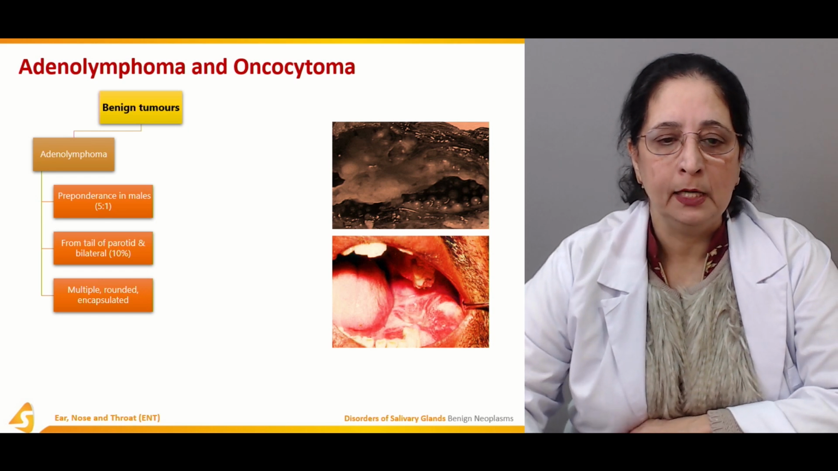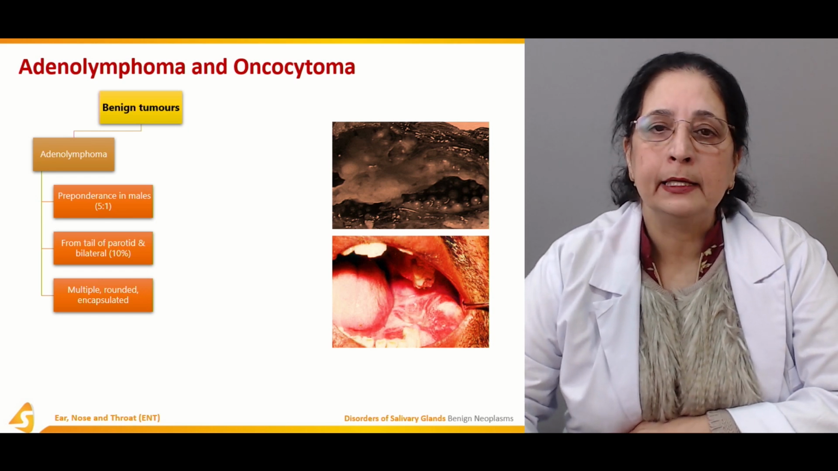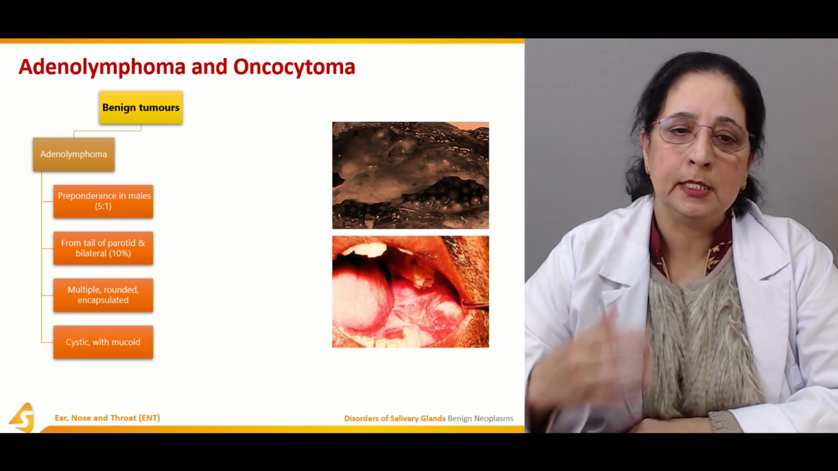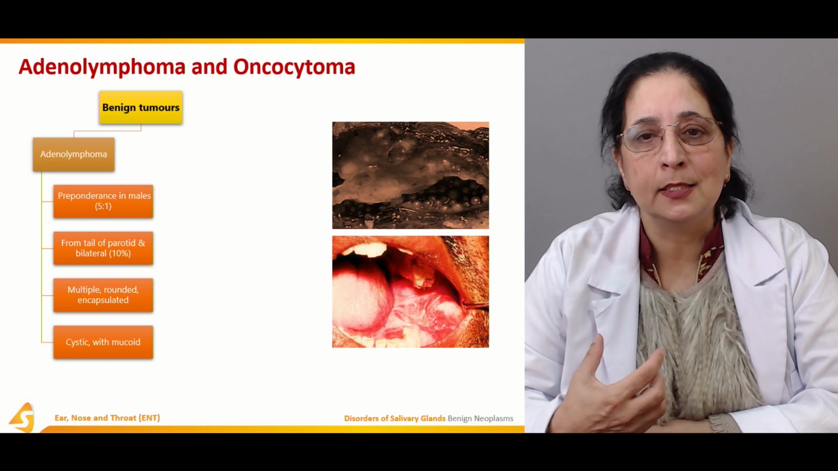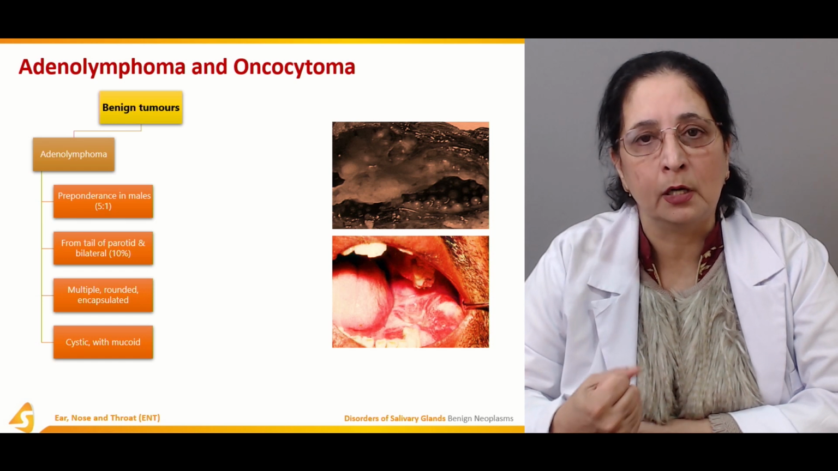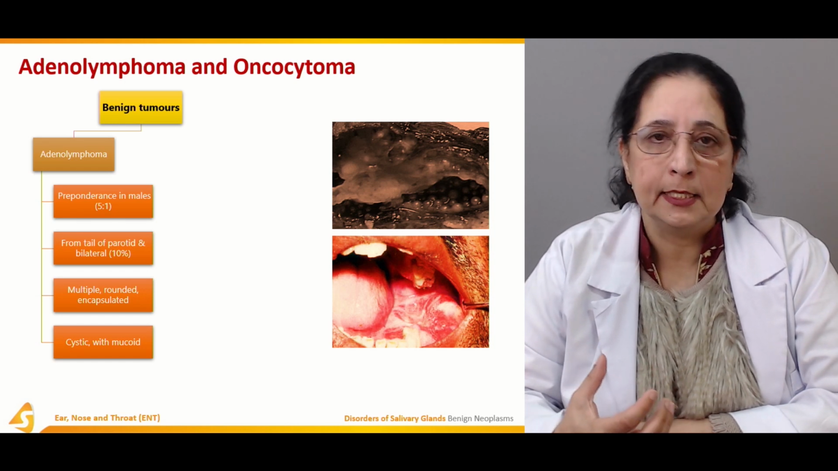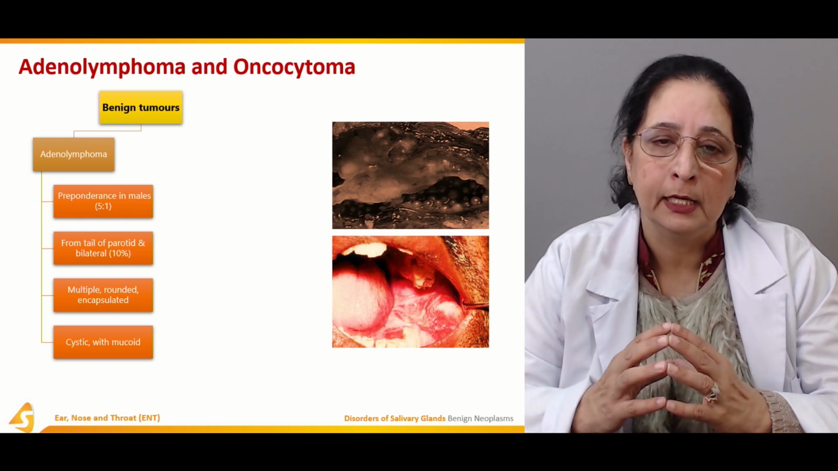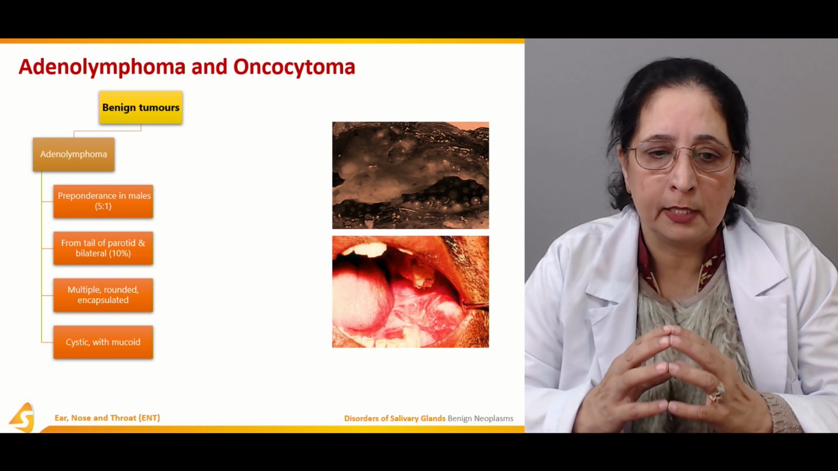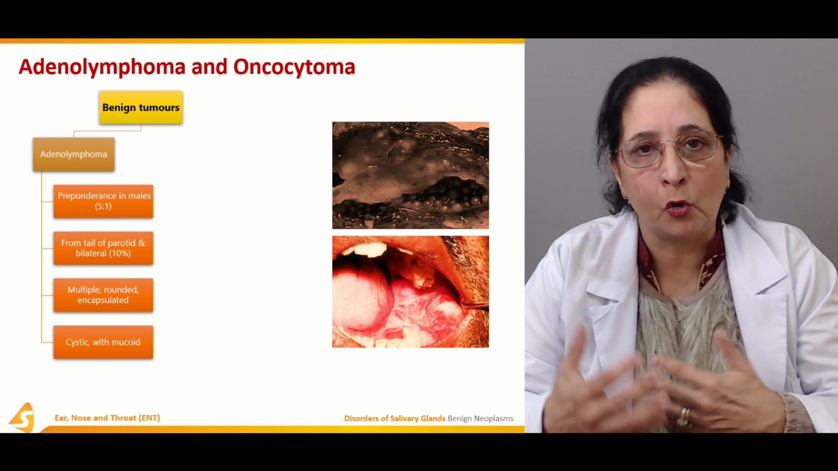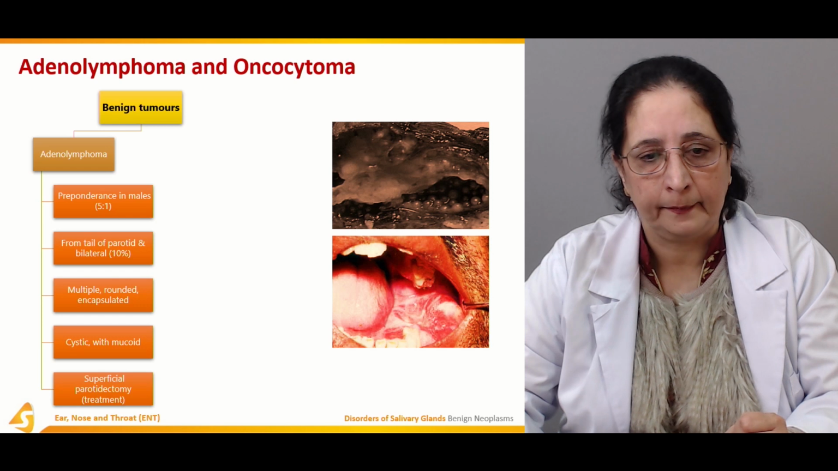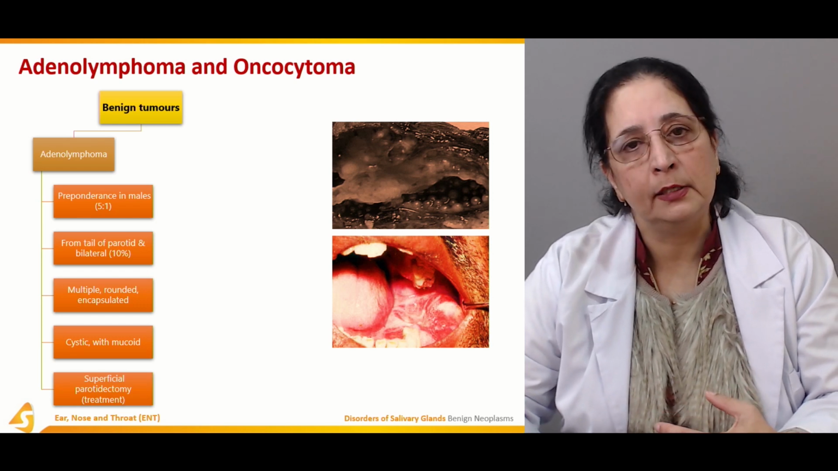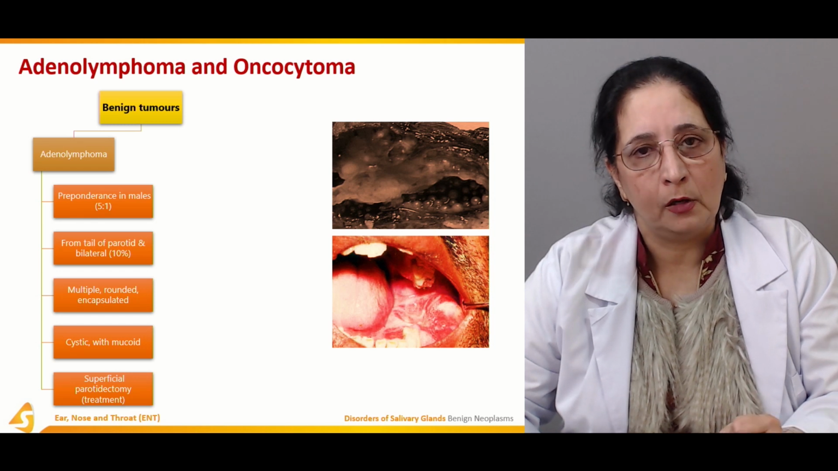It is multiple, rounded and encapsulated. Cystic with mucoid. So this adenolymphoma is a cystic tumor. It has a soft cystic structure with fluid in it, or with mucus in it. So a mucoid, encapsulated structure. Superficial parotidectomy is the treatment for the adenolymphoma also.